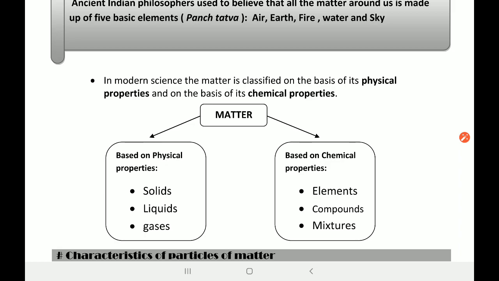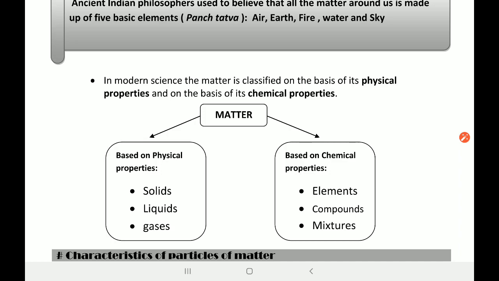But matter is not just about saying that whatever is there around us is matter. We need to understand matter very properly. All the way through this topic we are learning to understand matter somewhat deeper than what we right now know. So let us understand what matter is made up of.